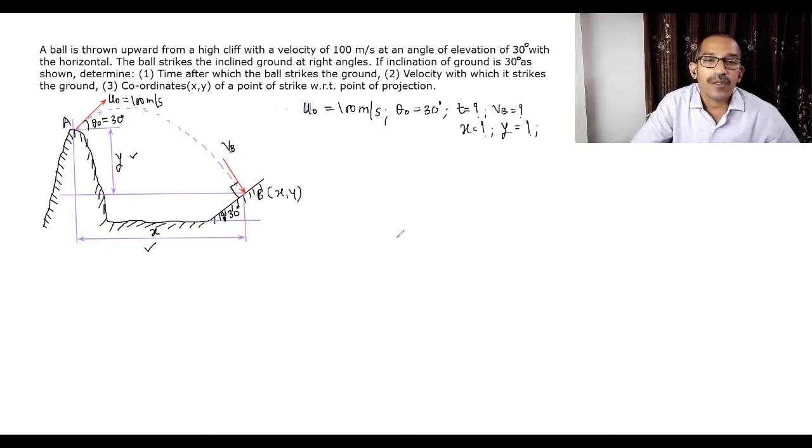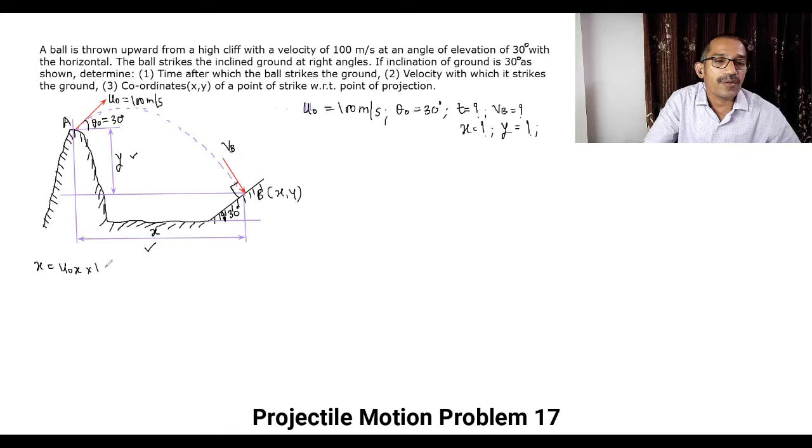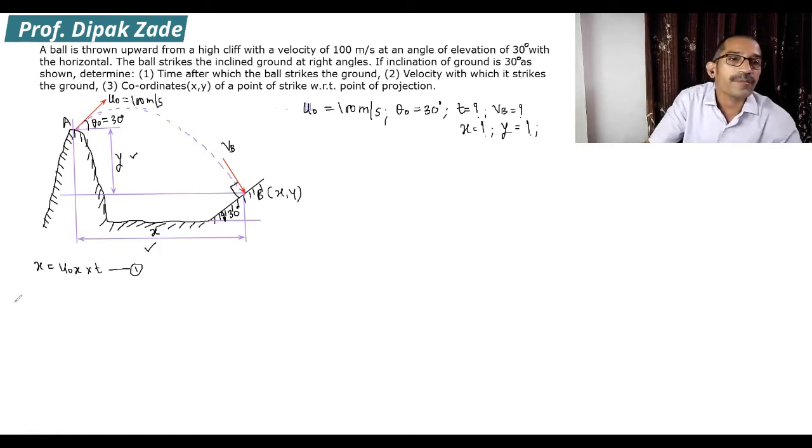Now this is a slightly tricky problem. Tricky means you have to recollect properly from the theory what we discussed. Now u0 is known, theta 0 is known, and Vb is unknown, but its direction is known, right? Now I'll write our equations here and we'll check how the solution is possible. First equation is x equal to u0x into t. This is our equation number 1. Along the x-axis there is only one equation.